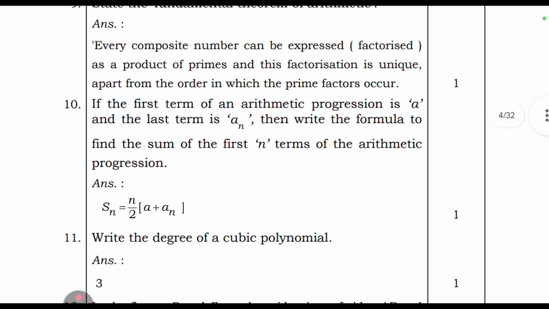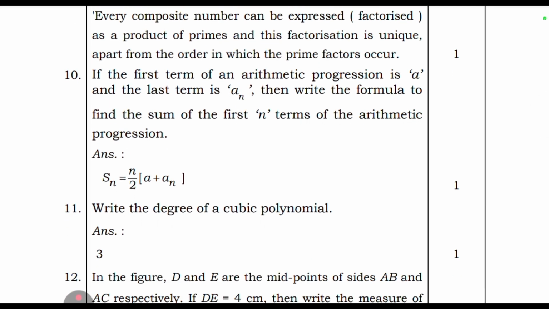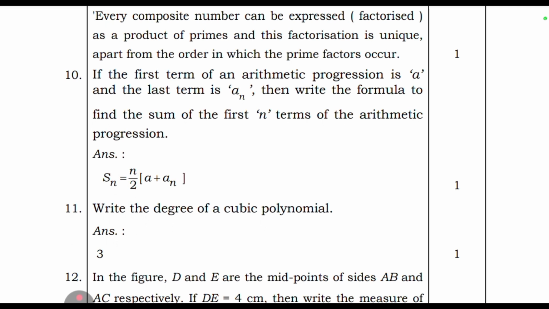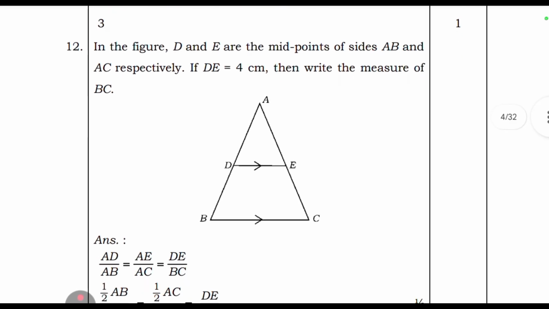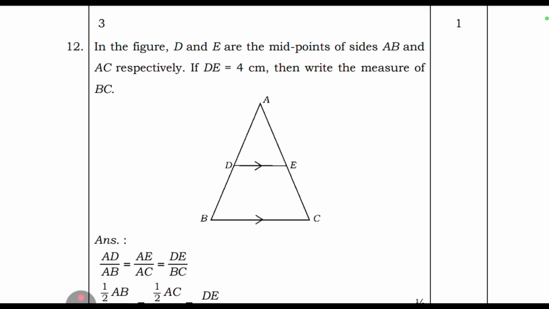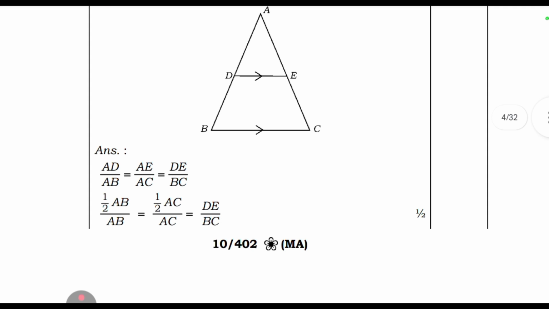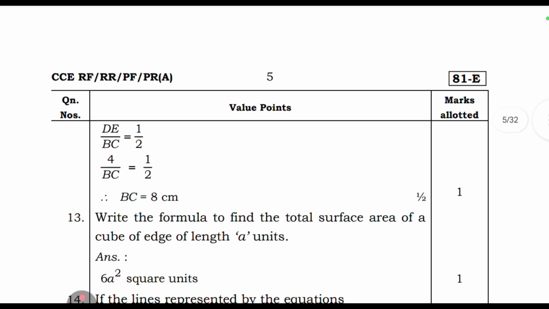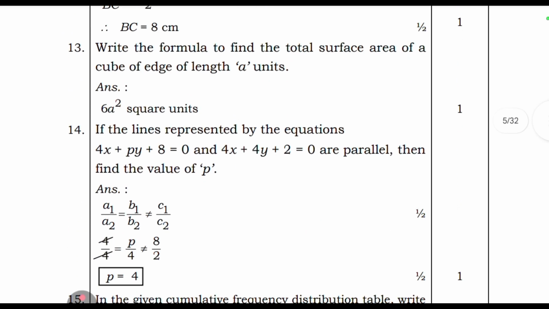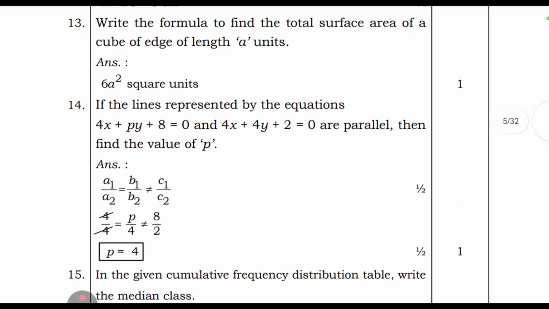And coming to the 10th question, this is a formula from the first term of an arithmetic progression. Sometimes they will directly ask the formula, but sometimes they will twist the question and ask the formula in a twisted form. Okay, coming to the 11th question, write the degree of a cubic polynomial. That is definitely 3. And 12th question, in the figure, D and E are the midpoints of the sides AB, AC respectively. If DE is equal to 4 cm, then write the measure of BC. After substituting into the BPT theorem equations, you can get BC is equal to 8 cm.